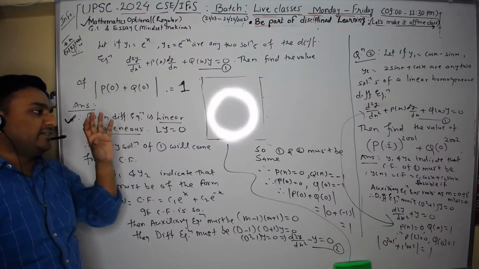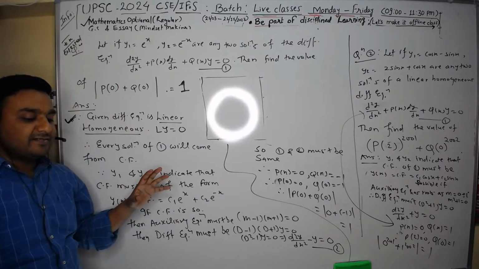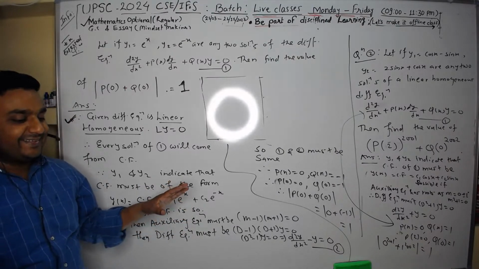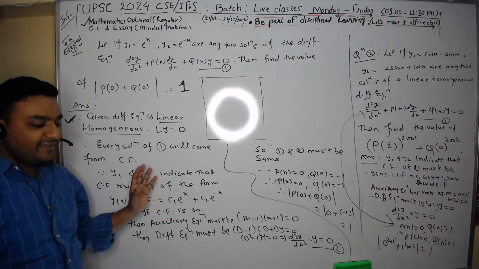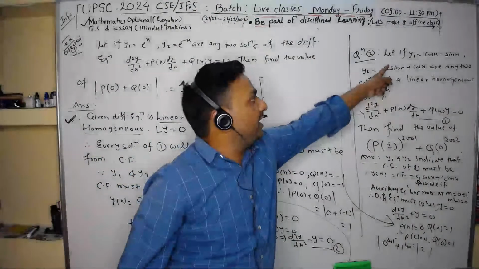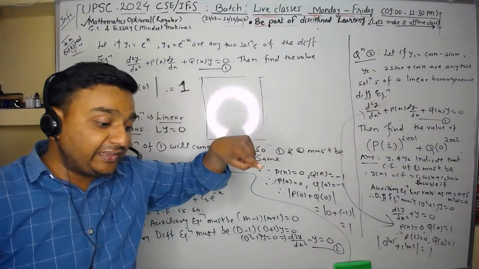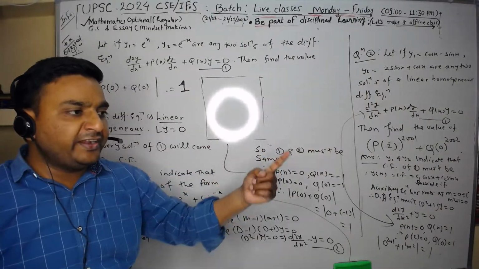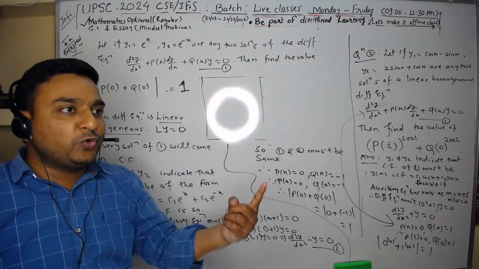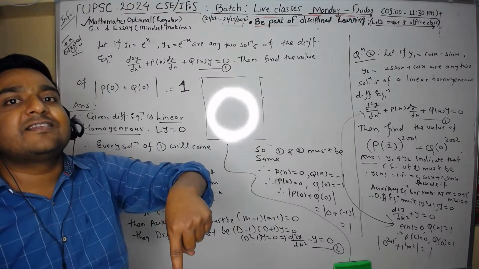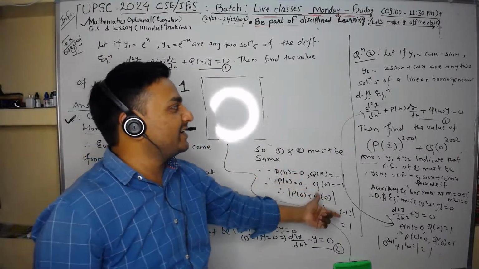Did you get the crux of the things? Are you getting that? With the help of phases of any solution you can tell CF. Listen carefully, you can tell CF, then you can tell auxiliary equation. You can tell auxiliary equation means you can tell the differential equation. That's the work done.